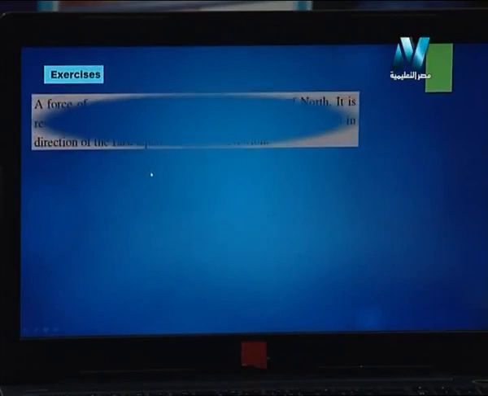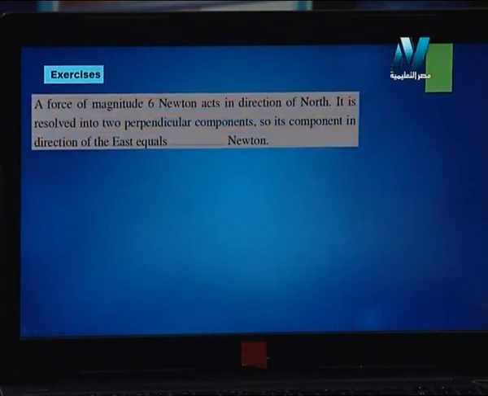Exercise. The first one: a force of magnitude 6 Newton acts in the direction of north. We know that north is a main direction. It is resolved into two perpendicular components. So what is its component in the direction of the east? Let's draw it. This is the north direction here, 6 Newton. And this is the east direction here, F.